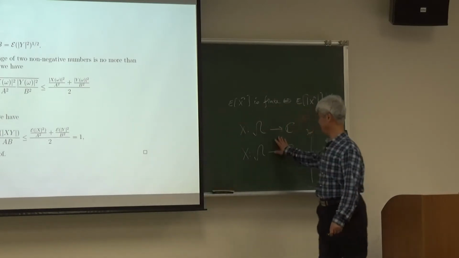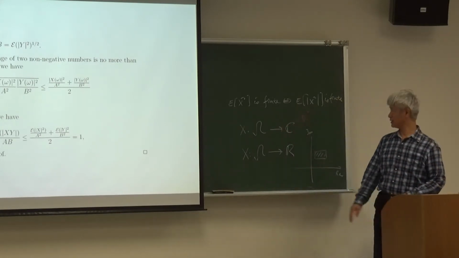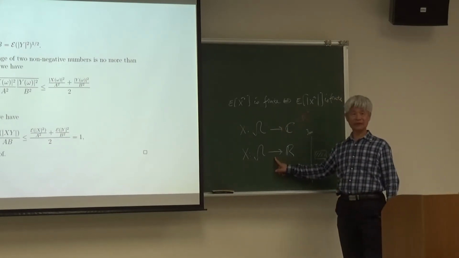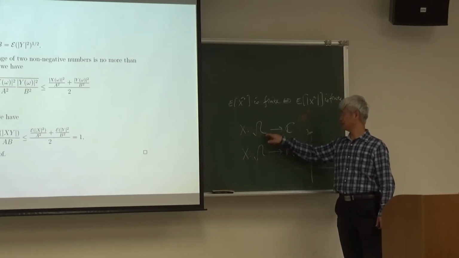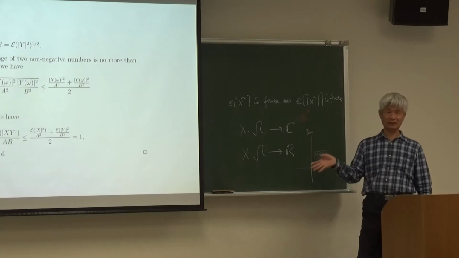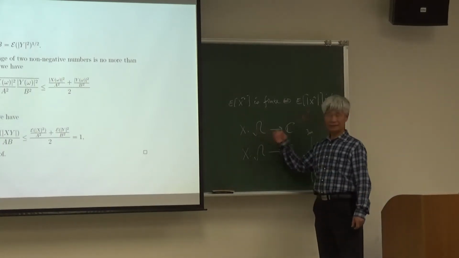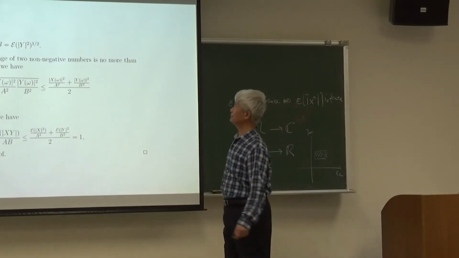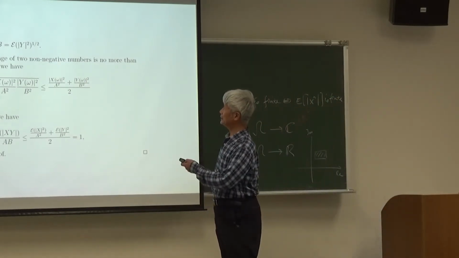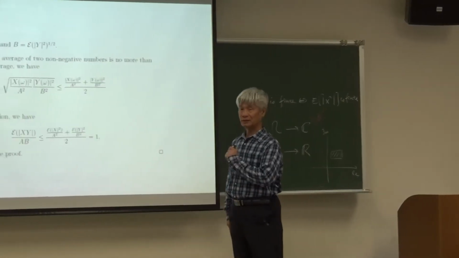I think a complex random value is pretty much like a real random value. Just like x has a real part and an imaginary part, we may think about it as just a random vector.